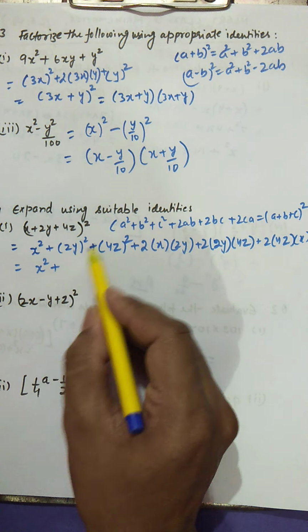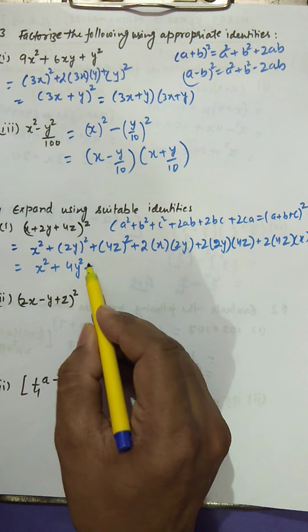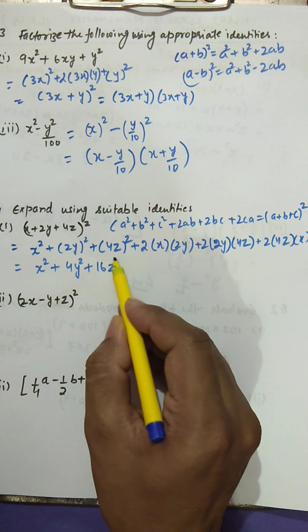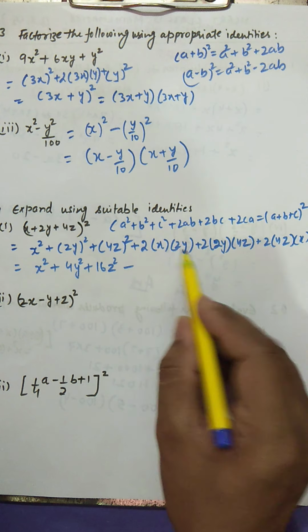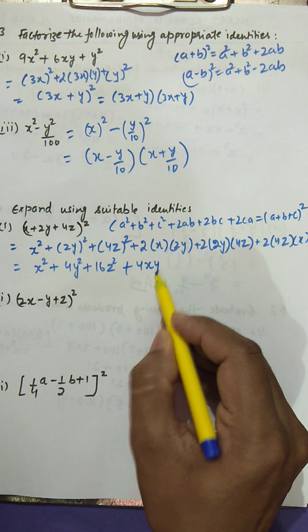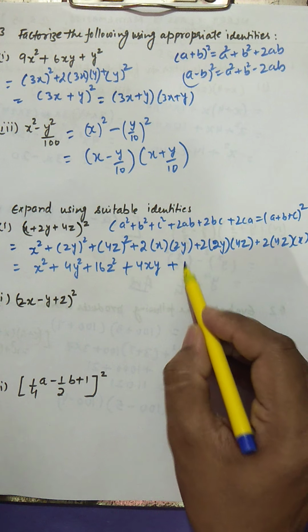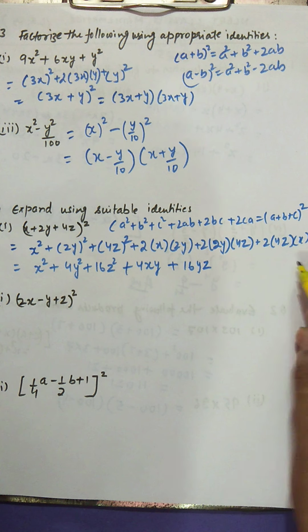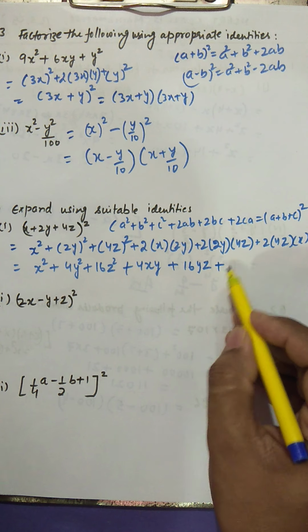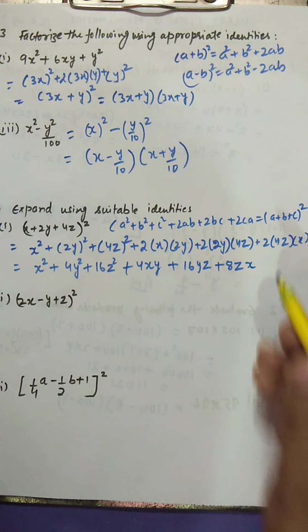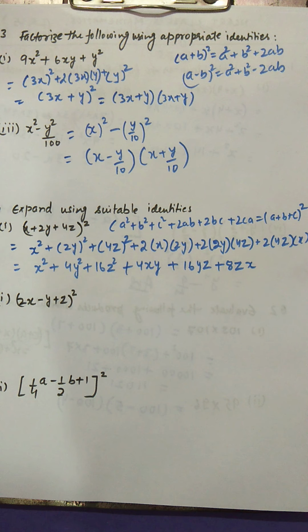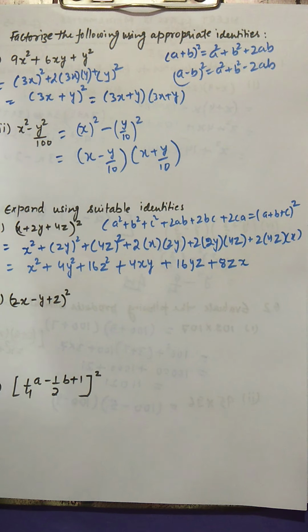x square, this is 4y square, this is 16z square. This will become now 2 4s are 8, 4xy, and this will become 2 4s are 8, 8 times 2 is 16yz, and this will become 2 4s are 8, 8zx. So this way you can write the answer.